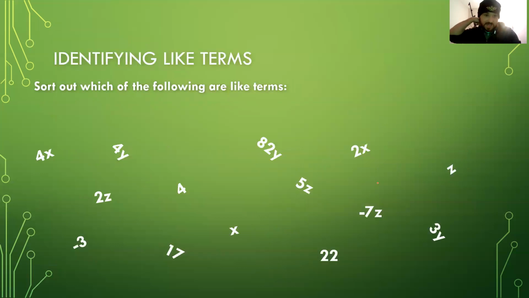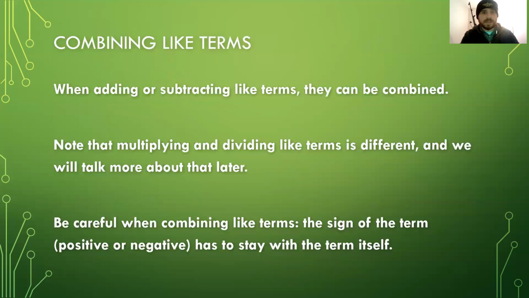The question is, why do we actually care about like terms? I'll come back to this in just a second. The reason is when we're adding or subtracting like terms, they can be combined. And that's really, really important. It's going to help us figure out how to actually simplify some of these expressions and be able to do more stuff with terms than we would otherwise. Now, a quick note is that multiplying and dividing like terms is a little bit different. We'll be talking about that more later. It's not going to be something we cover today.